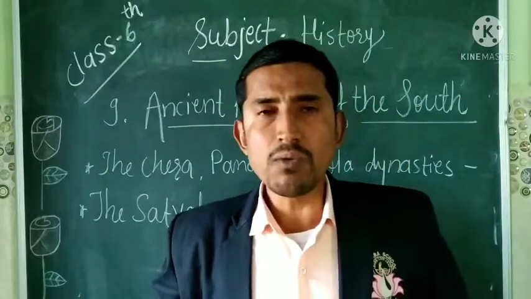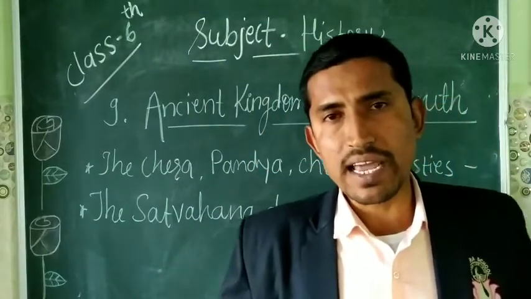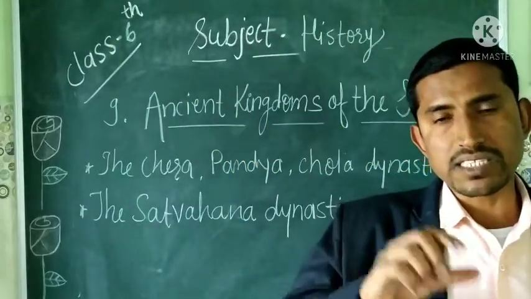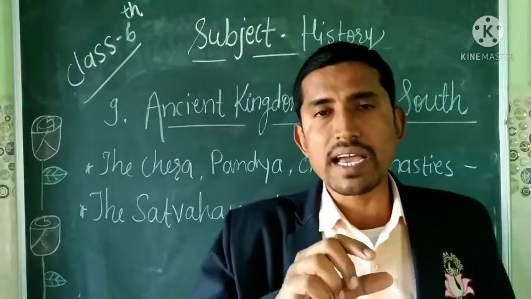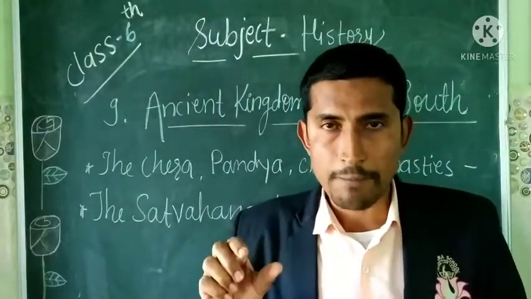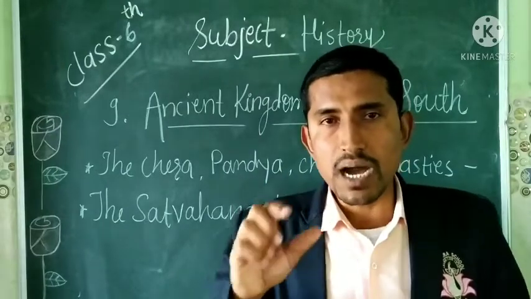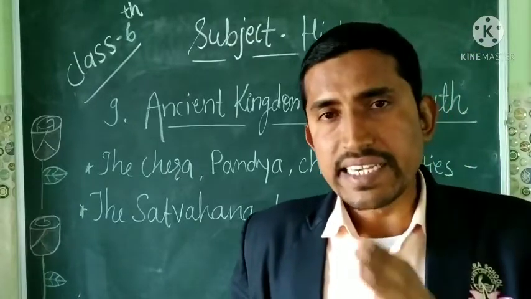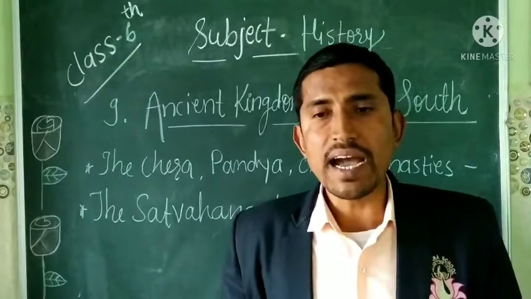So students, now we have to see about the poetic work of the Satvahana kings, and the name of the book is Gatha Saptashati. This book was composed by the Satvahana king Hola, and it is the major source of information about the life of the people during the Satvahana kings.